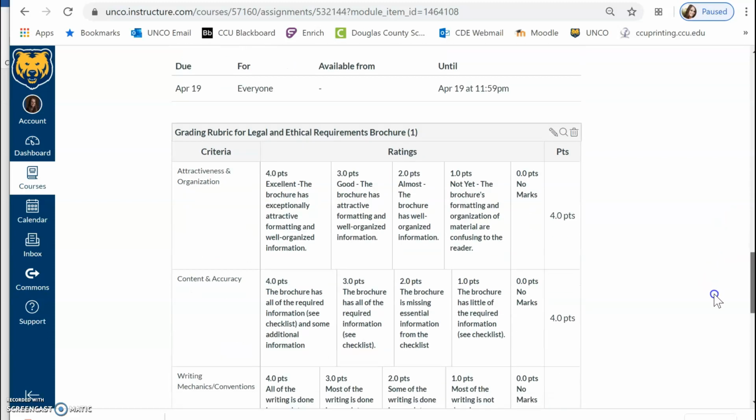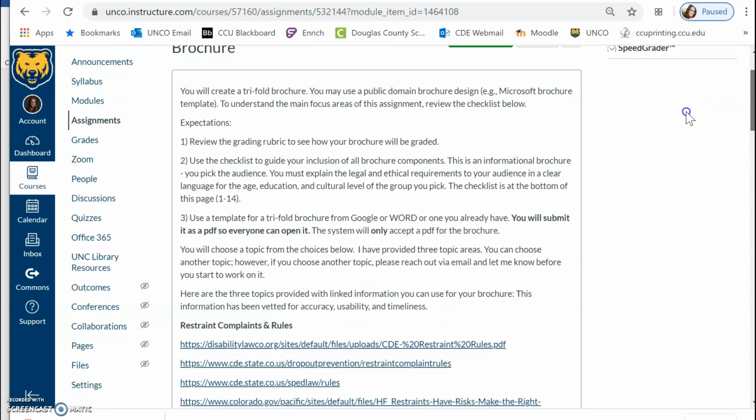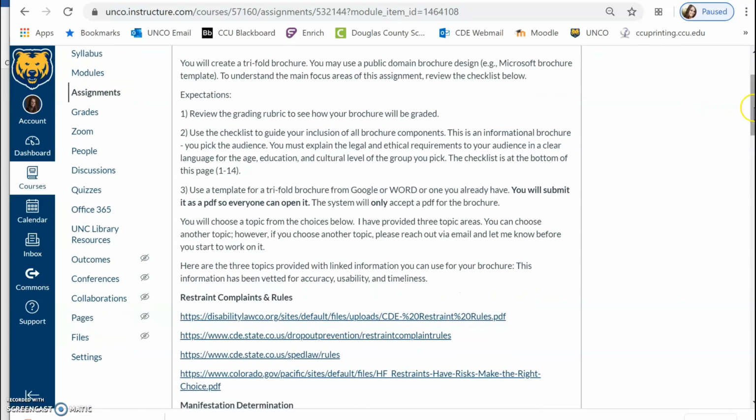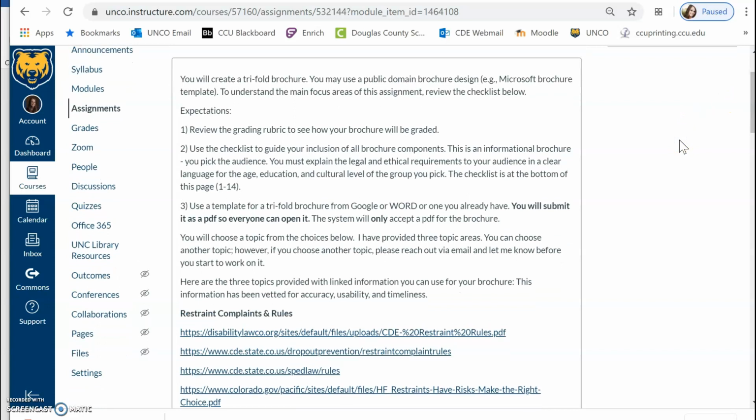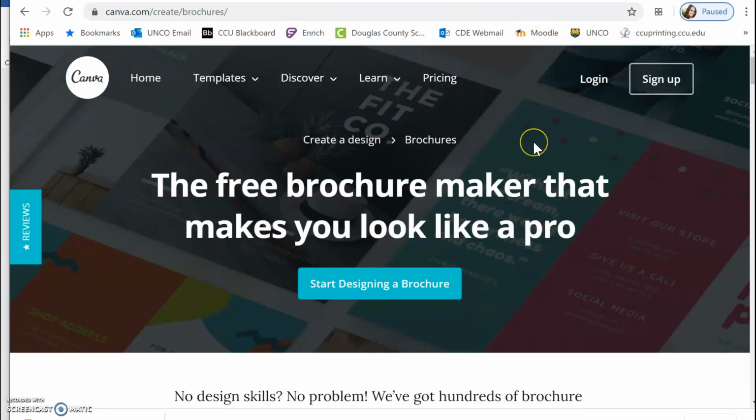And obviously we've got the rubric per usual. But one suggestion, if you've not started already, or even if you have and you want to transfer your information, a website that may be very helpful in the creation of this brochure is Canva. I'm not sure if any of you are familiar with it or have used it before, but it does have many different free templates that can be used.